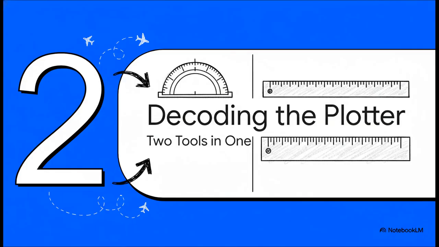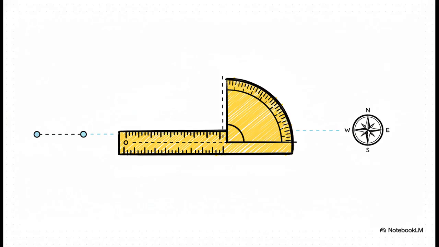Okay, so the real key to mastering the plotter is to understand that you're not just holding one tool. You're actually holding two tools in one, and each half has a totally different and totally critical job. Think of it like this. On one side, we've got the straight edge. That's your ruler. It's all about distance. And on the other, you've got that semicircle thing. That's your protractor. And it is all about direction, or what we call your course. Distance and direction. I mean, that's Navigation 101, right?